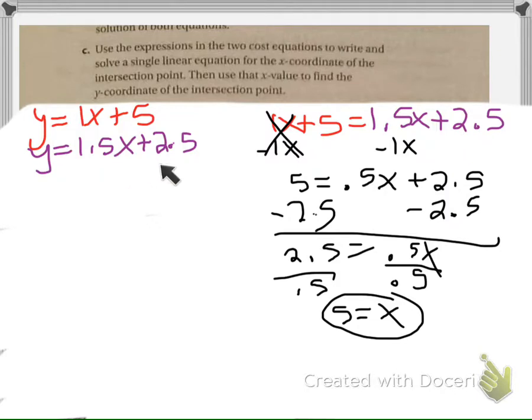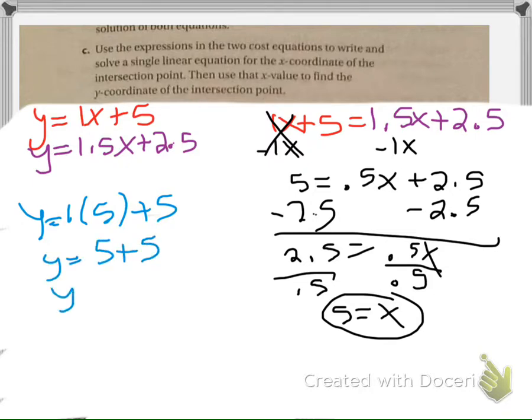Okay, so I have my x, and now I need to substitute that in to one of these equations to solve for y. So I'm going to substitute it into the first equation. I'm going to change colors to show that work. So I'm going to do y equals 1 times 5 plus 5. So I took my 5, x equals 5, and substituted in for the x in this equation. Now I just solve. Y equals 1 times 5 is 5 plus 5. Y equals 10.